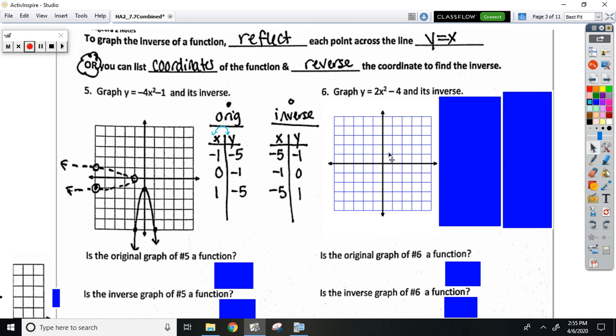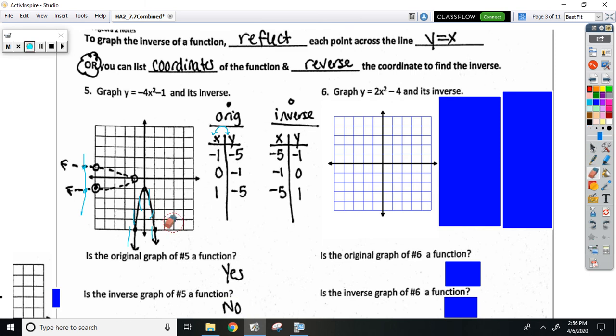Oh, sorry, we need to answer these 2 questions. Is the original graph of number 5 a function? So was the original one a function? Would it pass the vertical line test? Yes, it would. How about the inverse? Is the inverse a function? No, it would fail the vertical line test. So the answer for that one is no.